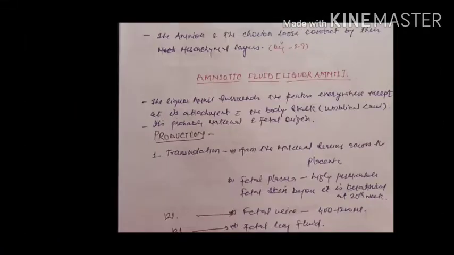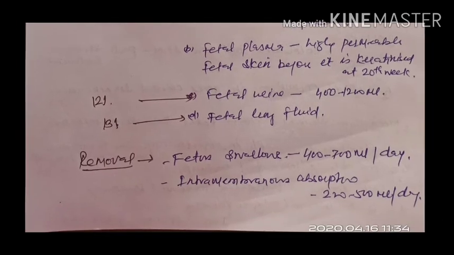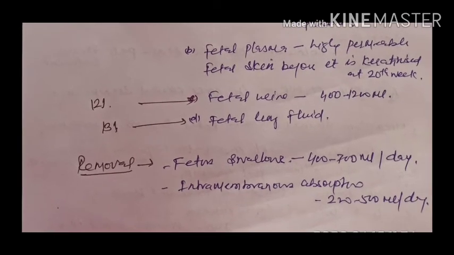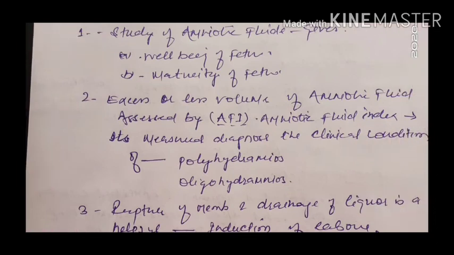Removal. By this process the amniotic fluid is removed. Two events occur. First, about 700 ml of liquor amnii is swallowed by the fetus every day. Second is intramembranous absorption of water and solute, 200 to 500 ml per day. Water and solute pass from the amniotic compartment to the fetal circulation through the fetal surface of the placenta, by intramembranous absorption.